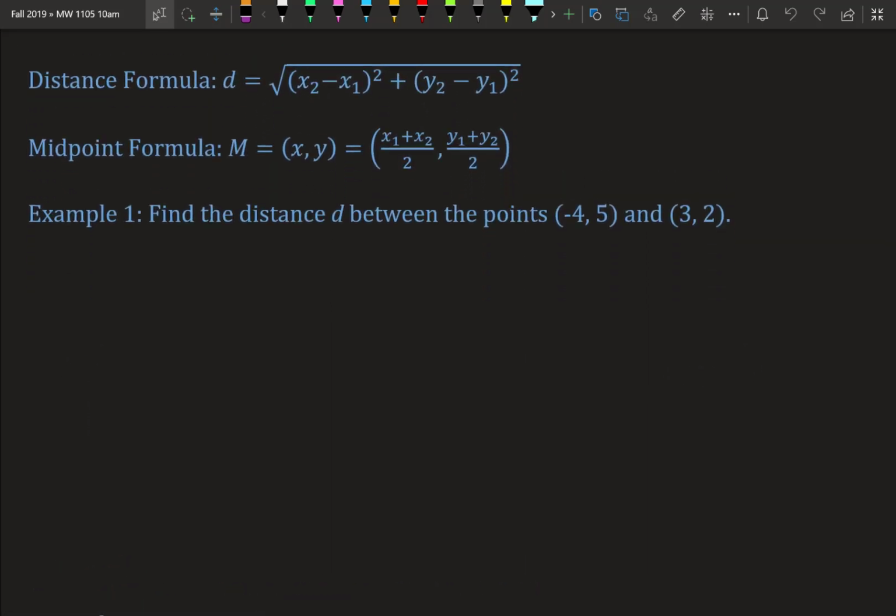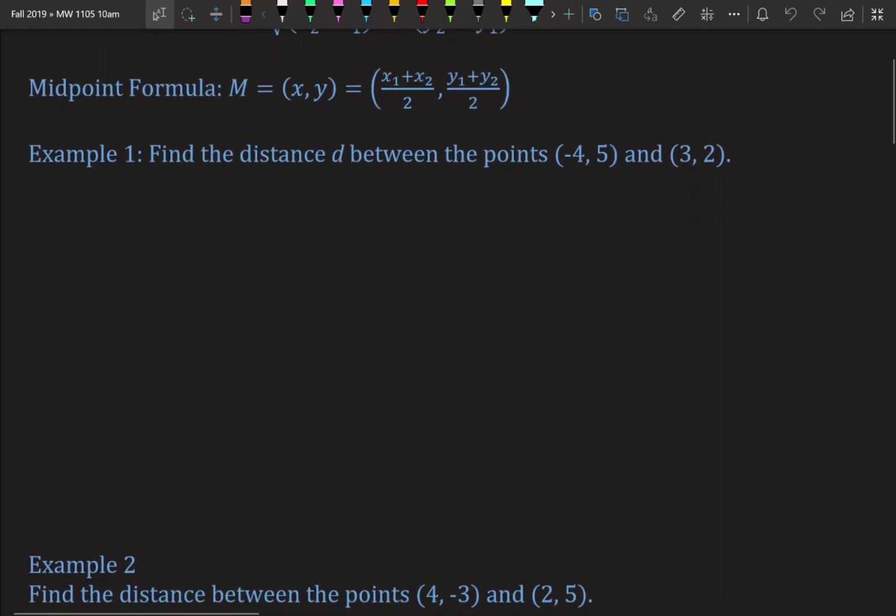So the distance formula is d equals the square root of (x2 minus x1) squared plus (y2 minus y1) squared. And the midpoint formula is an actual point, and how do you get that is (x1 plus x2) over 2 and (y1 plus y2) over 2.